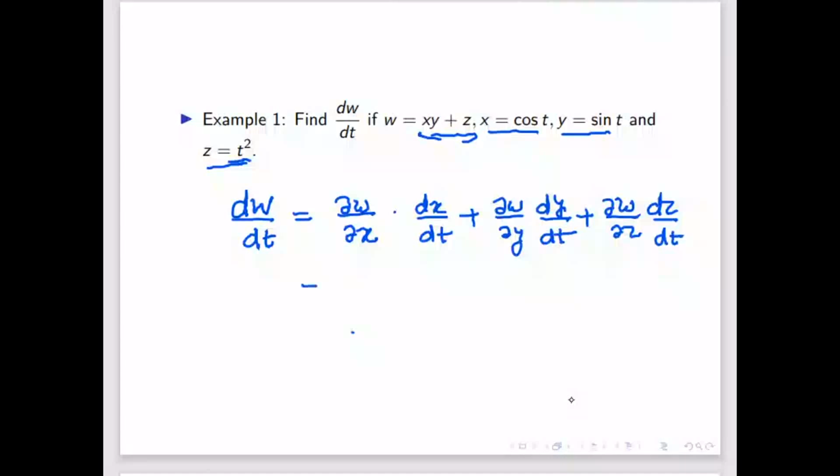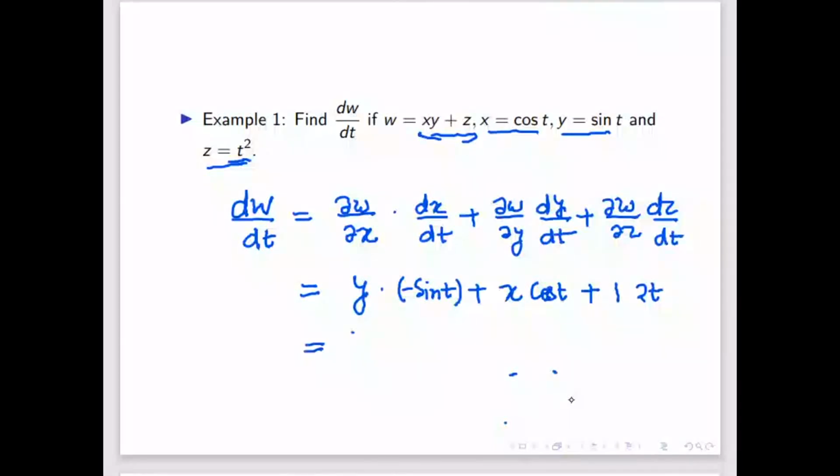So now we can replace all those values. The derivative of w with respect to x is y, dx by dt is the derivative of cos, which is minus sin t, then with respect to y it will give x, then it is cos t, then with respect to z it will give 1, and it is 2t.